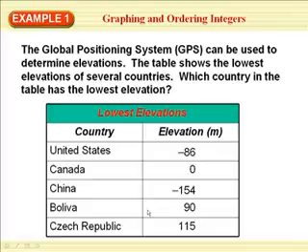Which country in the table has the lowest elevation? So they give us these elevations. United States has an elevation of -86, Canada 0, China -154, Bolivia 90, and the Czech Republic 115.